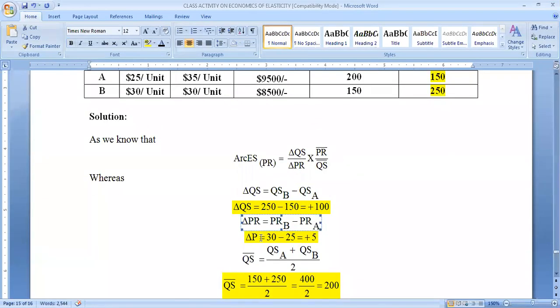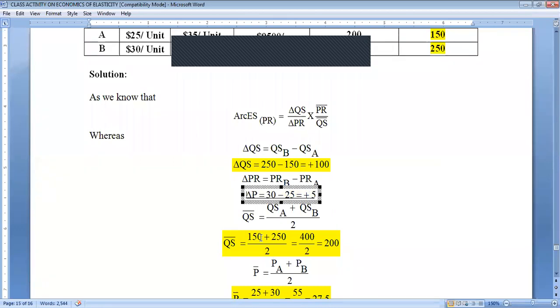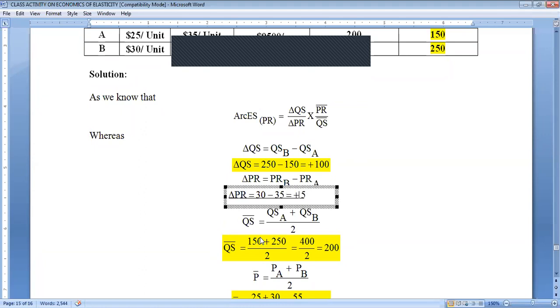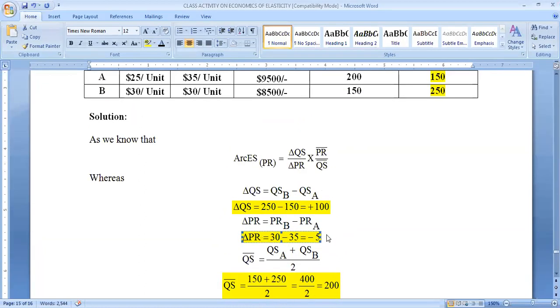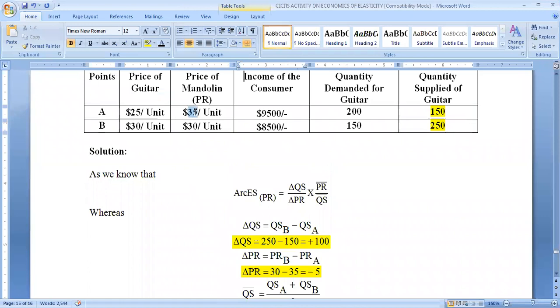So PR is basically the price of Mandolin. It is given in the table. In the table, we are given the price of Mandolin at point B is 30, while it is 35 at point A. Therefore, the difference is -5, right? So delta PR equals -5. Let me show you the value of PR. It is 35 at point A and it is 30 at point B, right?